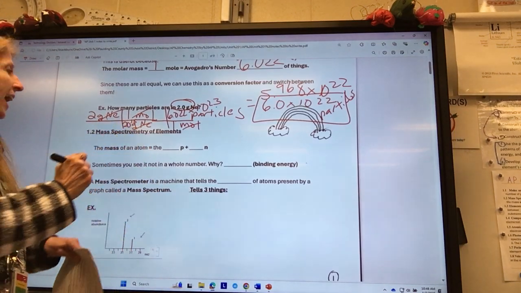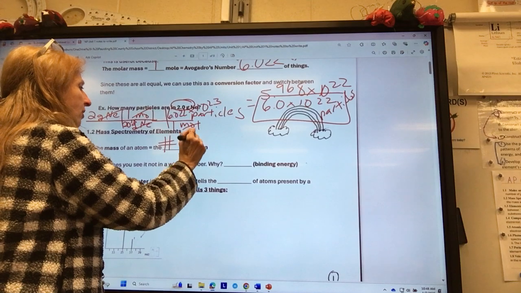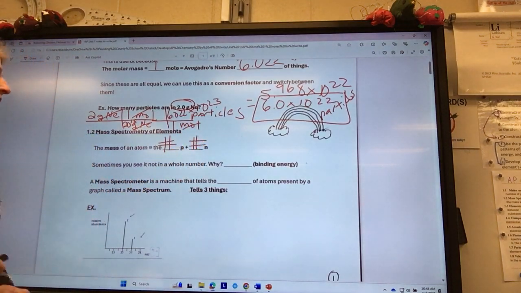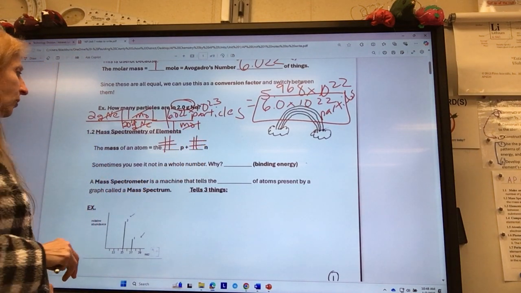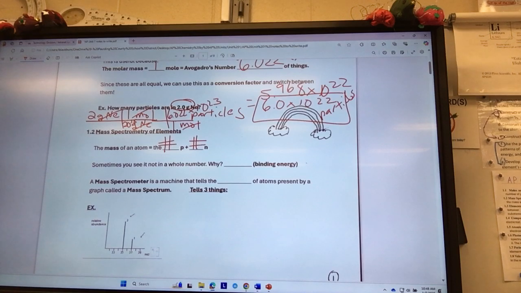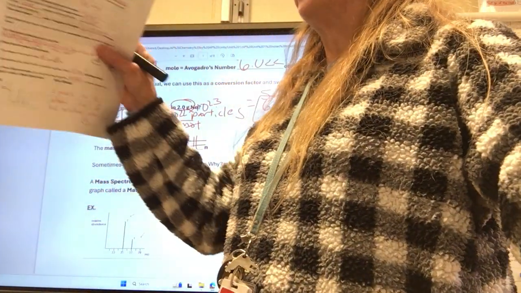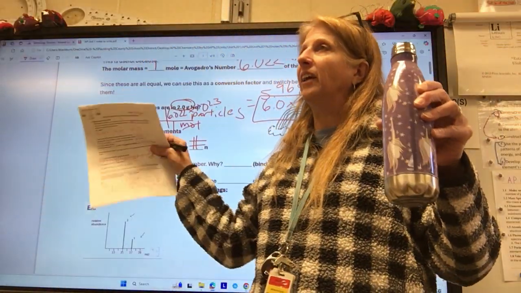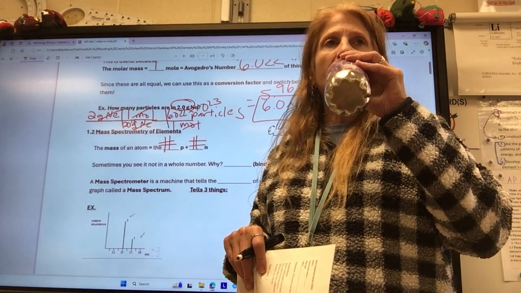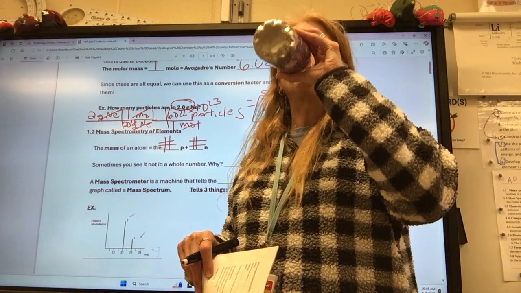Okay, the mass of an atom is the number of protons plus the number of neutrons. Sometimes you see a whole number. Why? So like right here, I've got a Bohr model, and I've got 5 protons and 6 neutrons, so the mass of this element is 11. Why is it on the periodic table over there that those are all decimals and not something nice like 11? Because those are approximates of how much they weigh.